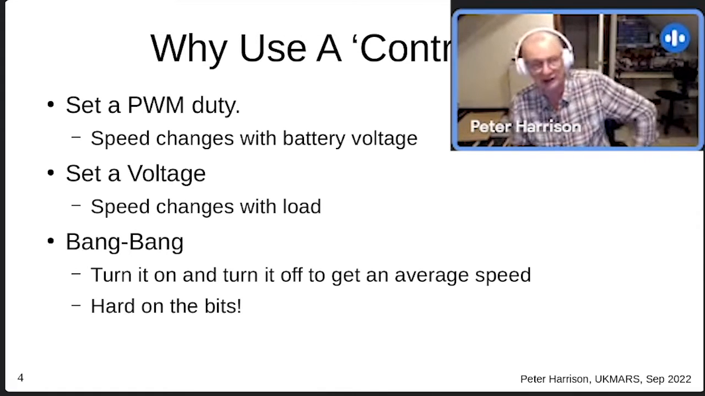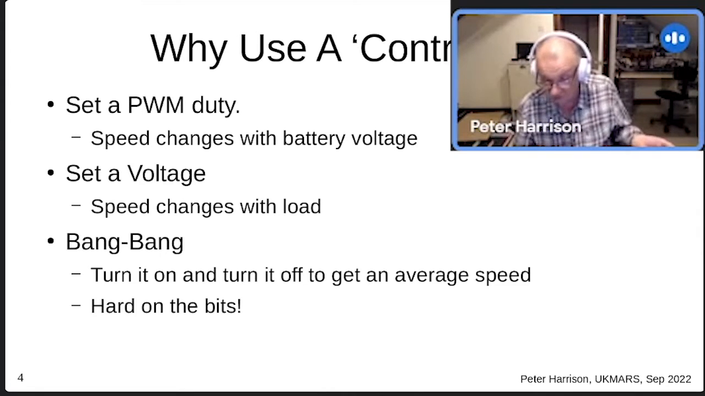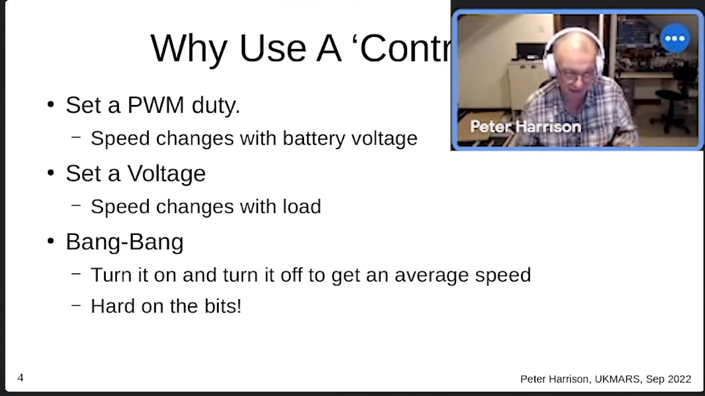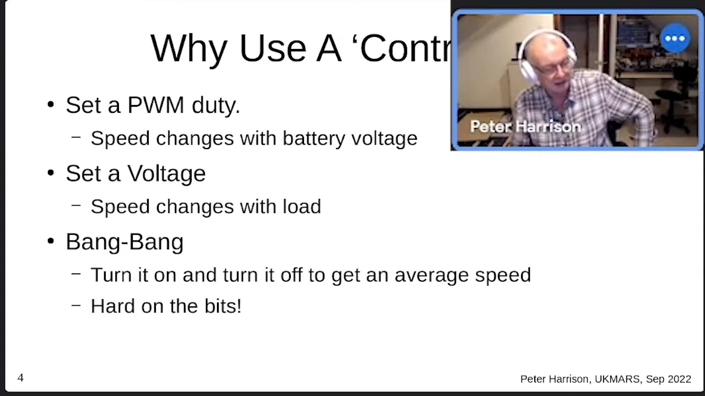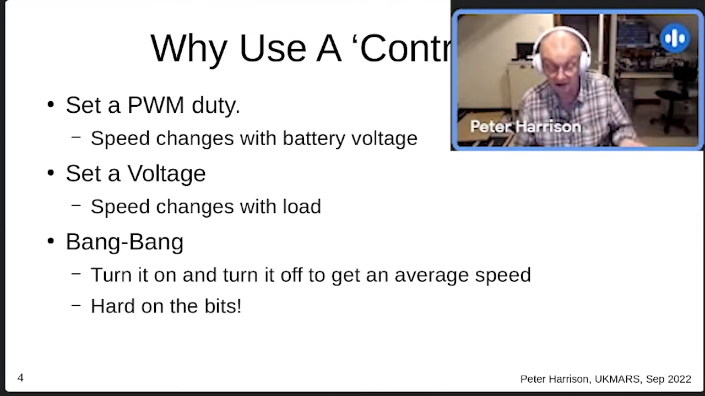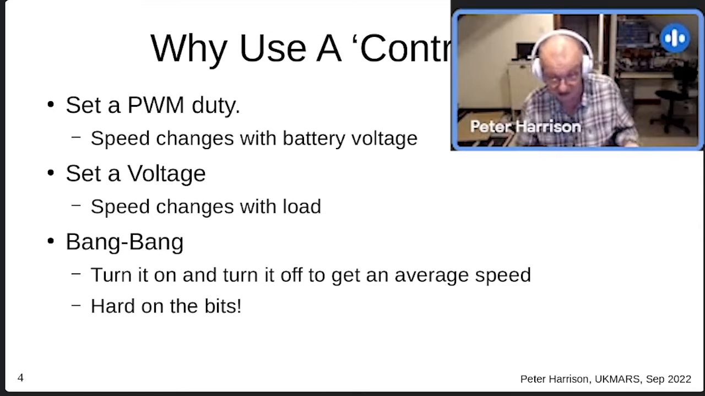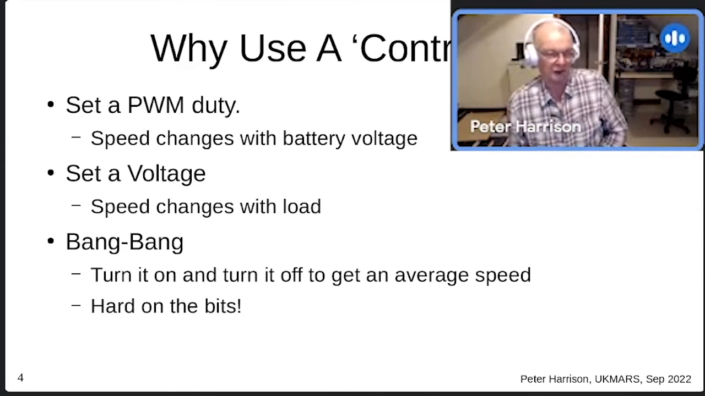But that's not going to do you any good if the battery voltage changes, because 50% of 6 volts isn't the same as 50% of 7 volts. And as you increase the load, it's going to drag the battery voltage down, and so you get a response that changes. UKMARS software sets an actual voltage, and there's a little bit of fiddling in the software if you go hunting for it, which compensates for battery voltage. So if you say you want 5 volts to the motors, you get 5 volts to the motors. And the battery voltage, within reasonable limits, won't matter.